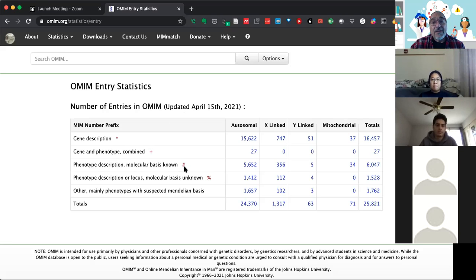And so 16,500. To me, what is absolutely striking about this is you take a look down at the third row. And this is where the phenotype, meaning the Mendelian phenotype or disorder, where the molecular basis is known. Again, in each of the columns, but let's just look at the total. 6,000 out of 16,500, where we understand the relationship between the biochemistry of the gene and the actual phenotype.